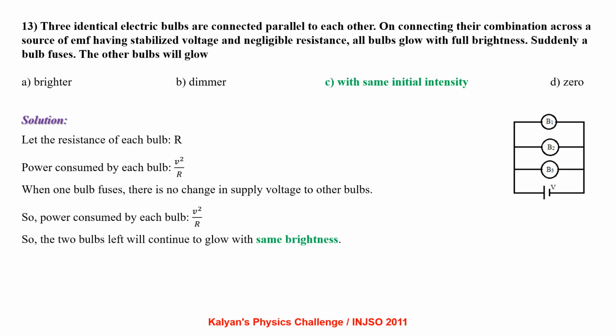Let the resistance of each bulb be R. Power consumed by each bulb is V square by R. As the bulbs are connected in parallel, voltage is same for all the bulbs. When one bulb fuses, there is no change in supply voltage to the other bulbs. So the power consumed by each bulb remains the same, that is V square by R. So the two bulbs left will continue to glow with the same brightness.